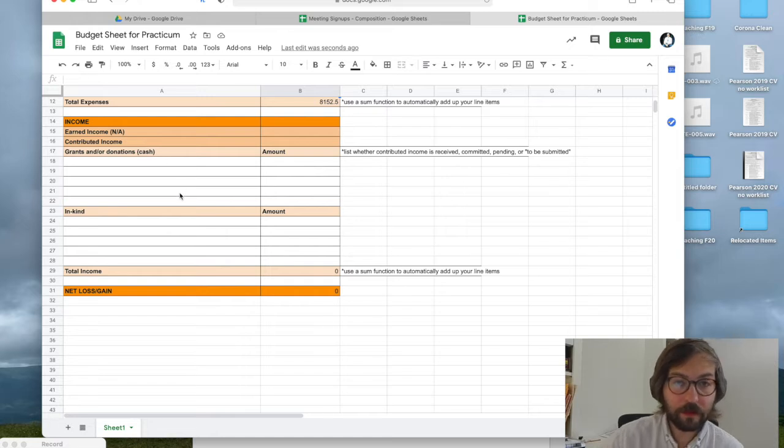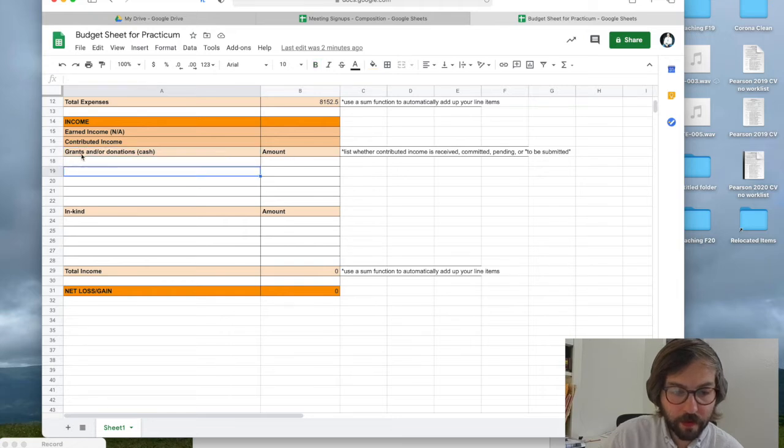Again, we're not getting like a salary as a part of this project. Wouldn't that be nice? Contributed income, that is more what we're looking at. And we have grants or donations.